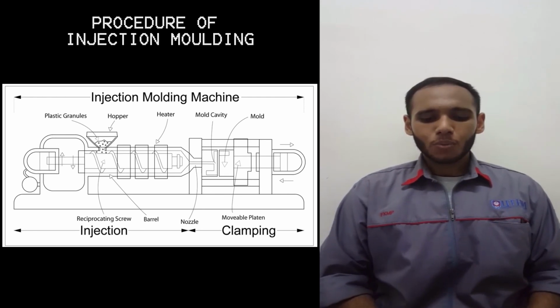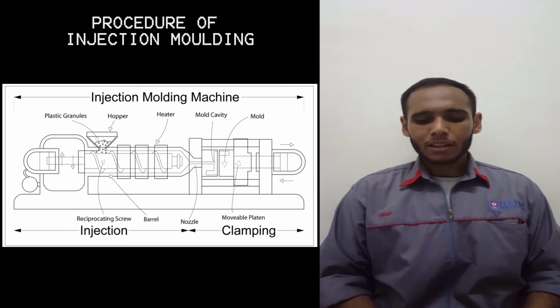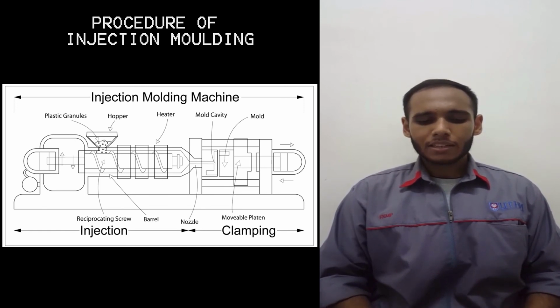The time required to open the mold and eject the part can be estimated from the dry cycle time of the machine.